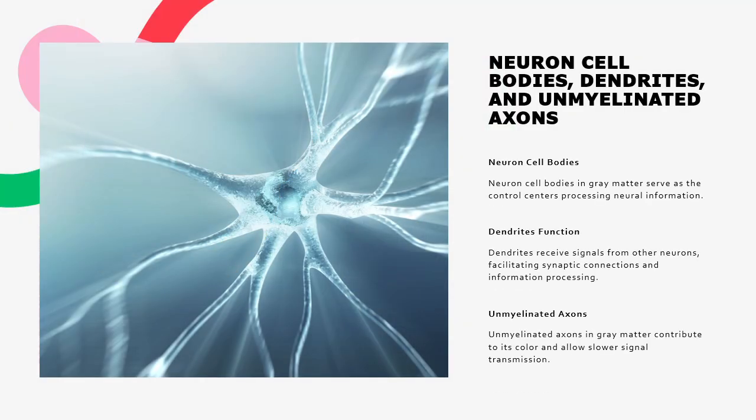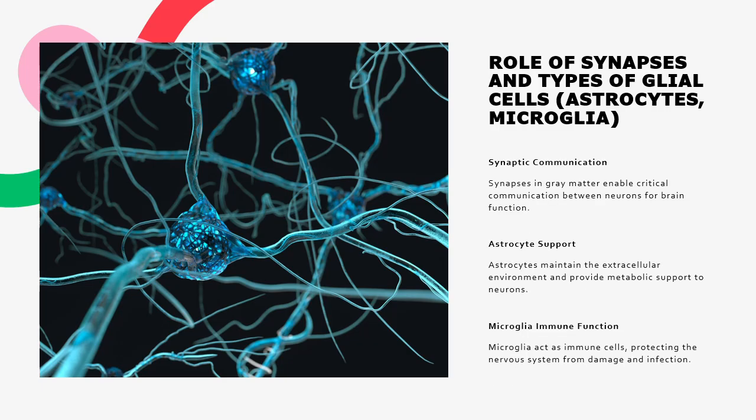So gray matter primarily contains neuron cell bodies and dendrites, which are crucial for processing information. The axons present here are mostly unmyelinated, so they don't have that covering, contributing to the gray coloration. These structures enable complex synaptic connectivity. So this is all about being able to make these connections between the neurons. Synapses within gray matter facilitate communication between neurons.